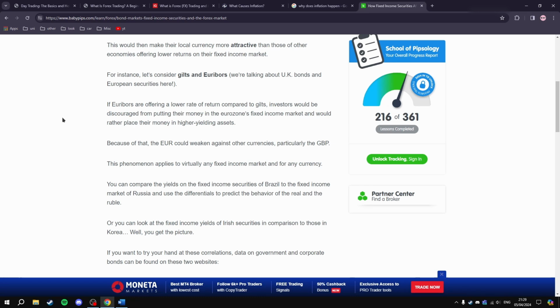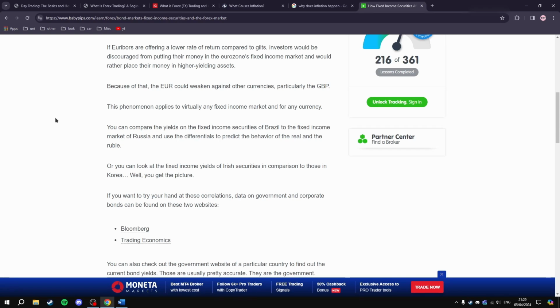This phenomenon applies to virtually any fixed income market and for any currency. You can compare the yields on the fixed income securities of Brazil to the fixed income market of Russia and use differentials to predict the behavior of the real and the ruble. Or you can look at the fixed income yields of Irish securities in comparison to those in Korea. Well, you get the picture.